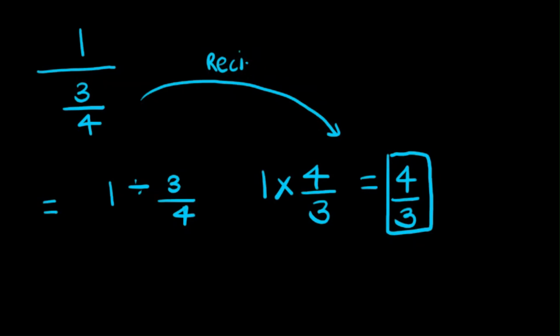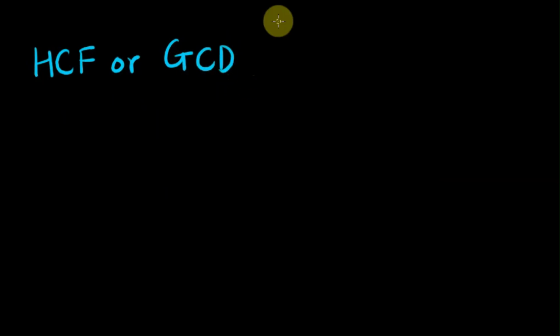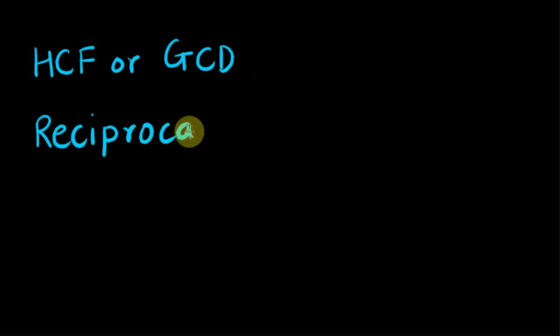To sum up, you can multiply and divide fractions like integers. While multiplying, you need to look for the highest common factor or greatest common divisor in the fractions. When you have to divide, you just take the reciprocal of the second fraction and then multiply it. We can also do this for 3 fractions, or 2 or more fractions to be precise.